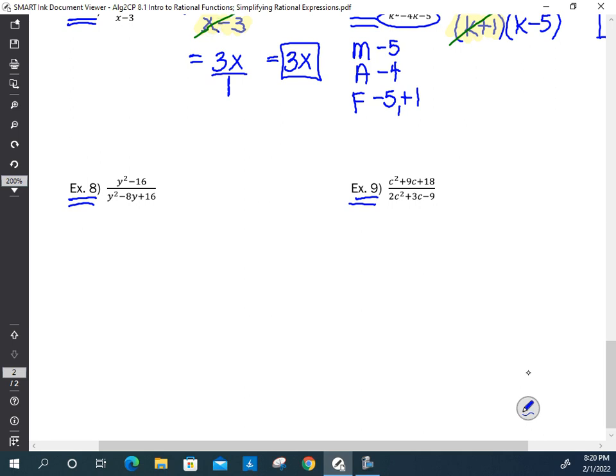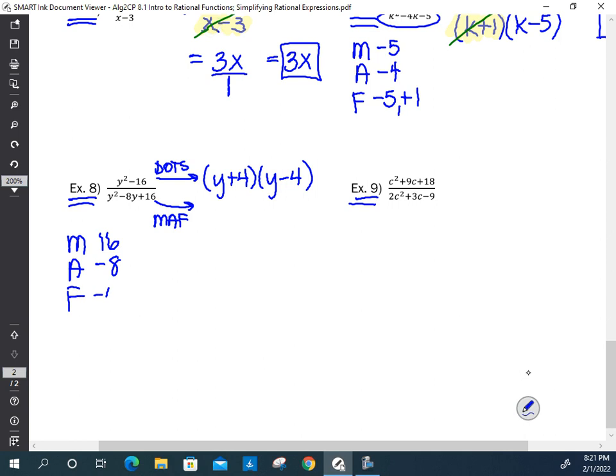You got to factor. So y squared minus 16 is a difference of two squares, so y plus 4, y minus 4. The denominator is an MAF problem. So two numbers that multiply to positive 16 and add to negative 8. That's negative 4 and negative 4.